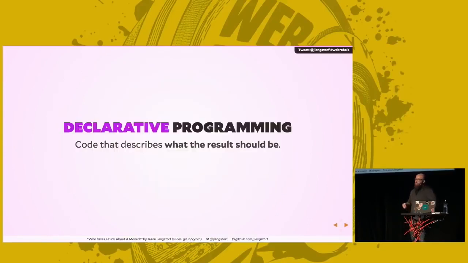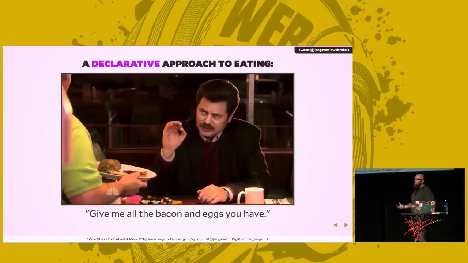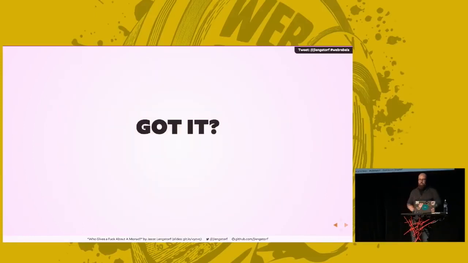So another way to approach this is what's called declarative programming. And this is one of the concepts that kind of sits underneath functional programming, which is the idea of describing the result rather than the steps to achieve that result. This would be a way of ordering declaratively. Doesn't matter, doesn't care if they're sunny side up or scrambled, doesn't care if they're hard-boiled, he just wants them all. So does that make sense?